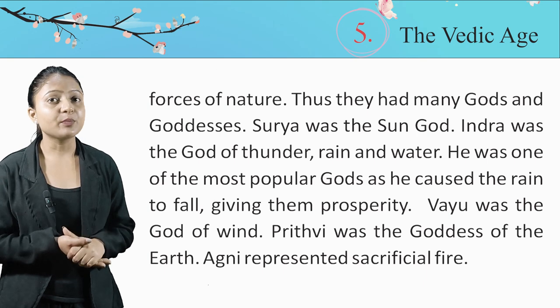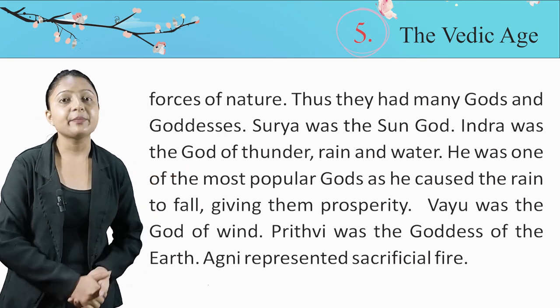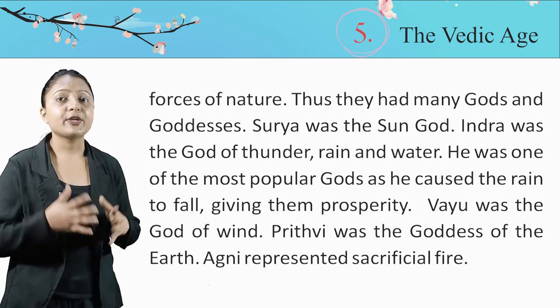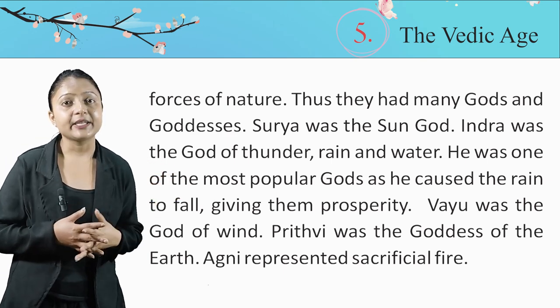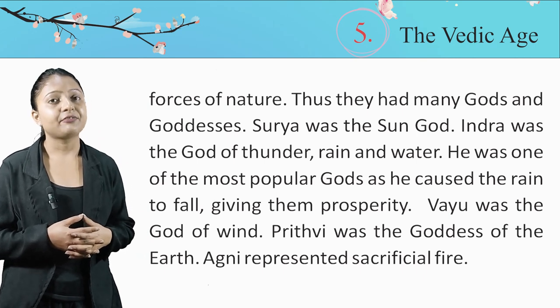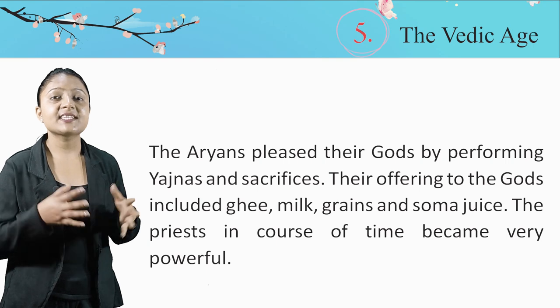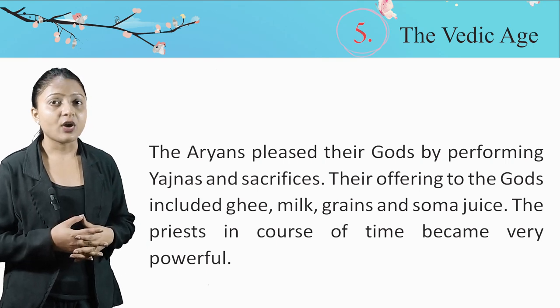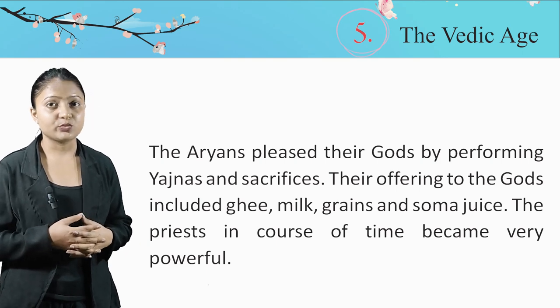He was one of the most popular gods as he caused the rain to fall, giving them prosperity. Vayu was the god of wind, Prithvi was the goddess of the earth, Agni represented sacrificial fire. The Aryans pleased their gods by performing yajnas and sacrifices. Their offering to the gods included ghee, milk, grains and som juice.